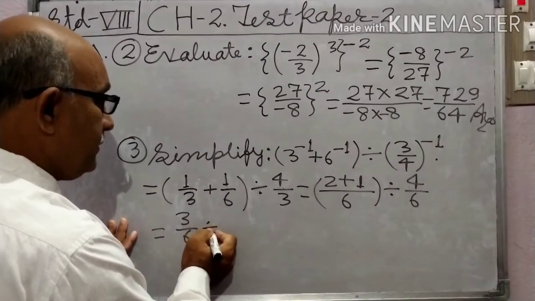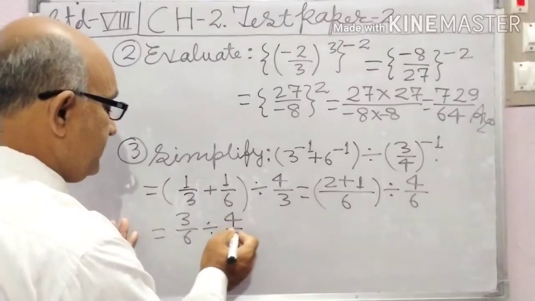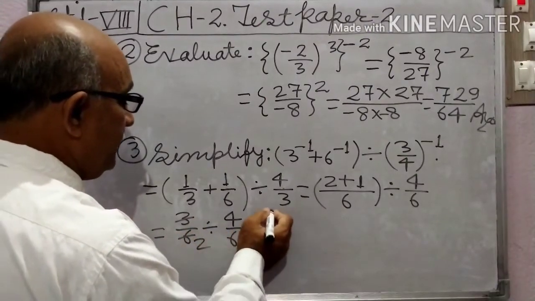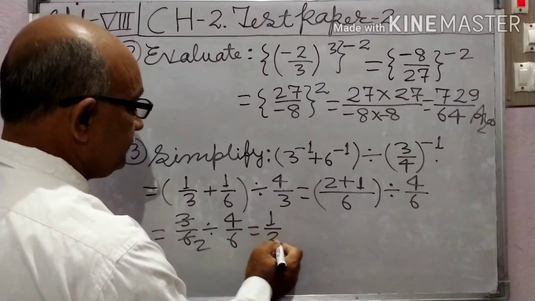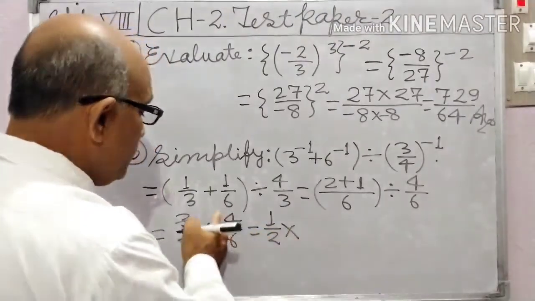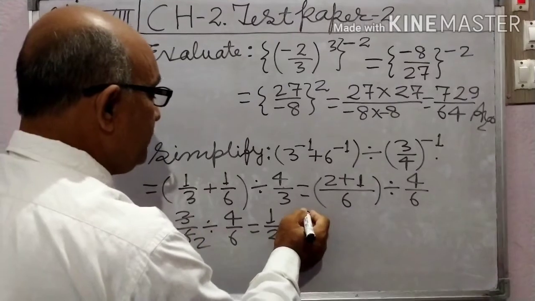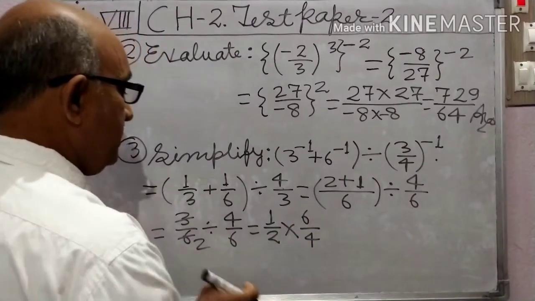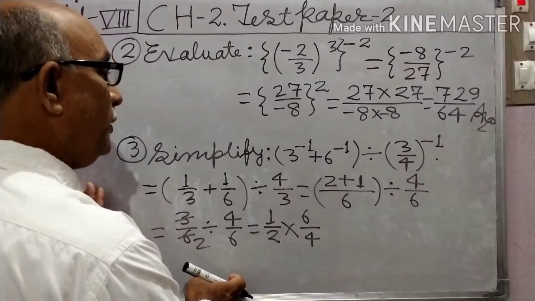Divided by 4/3. 3/6 is equal to 1/2. The sign of divide changes into the sign of multiply, so 4/3 changes into 3/4.